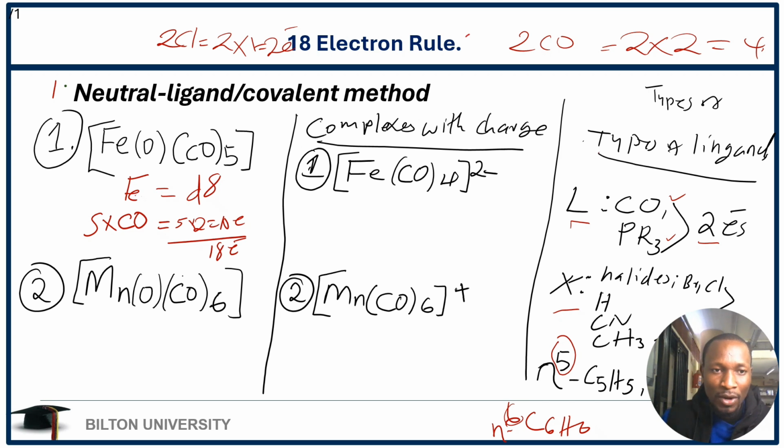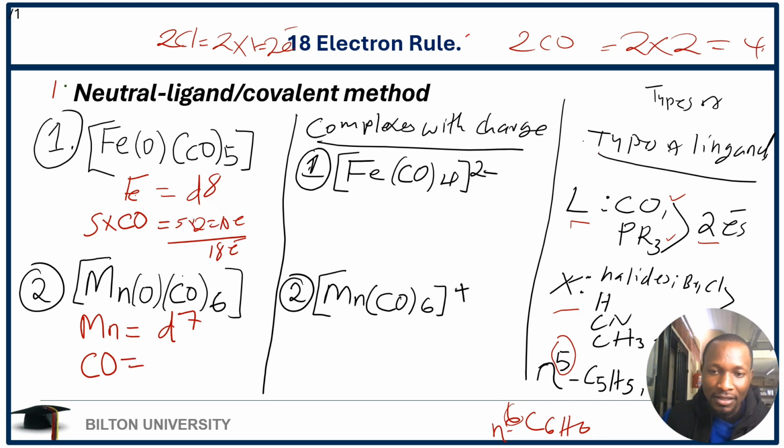In complex number 2, we are going to follow the same criteria. We have to write the metal and the d electron count of the metal. Manganese is in group 7, so it is d7, which means that manganese is going to contribute 7 electrons. The next thing we have to write is our ligand. In this case, it is carbonyl.